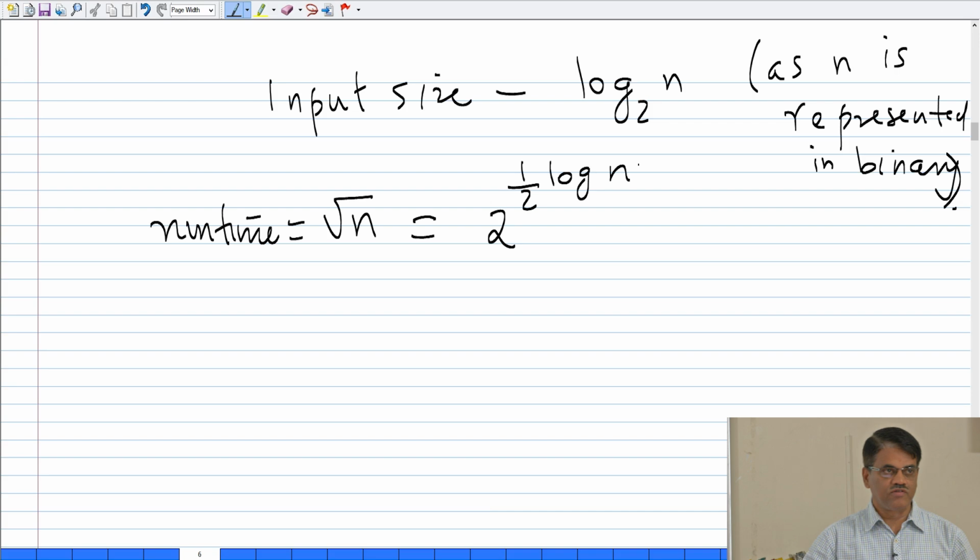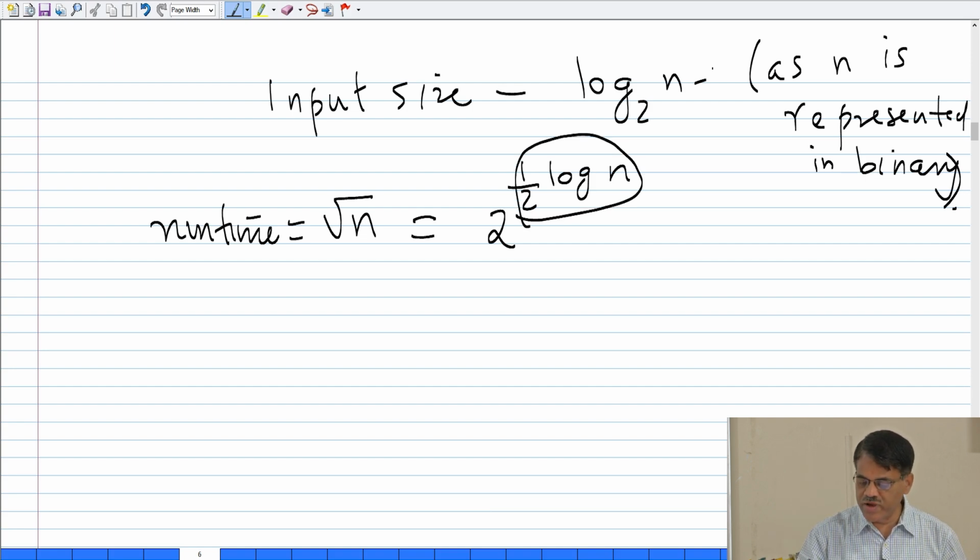Okay. This is just the definition of log n. What is 2 power half log n? 2 power log n is n, because the definition of log n means how many times you have to divide by 2 to get 1. So, 2 power log n is n and you take square root. So, 2 power half log n. It is this term which is my input. So, this is like 2 power n by 2. If capital N is my input size, then this algorithm which I told you is an exponential algorithm.